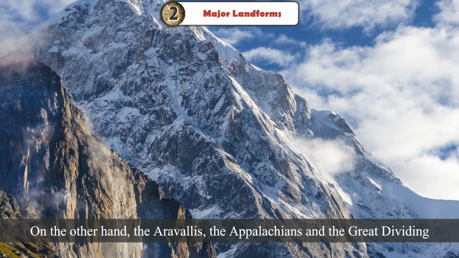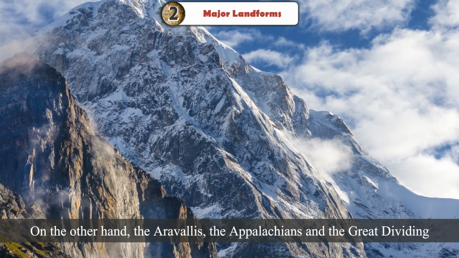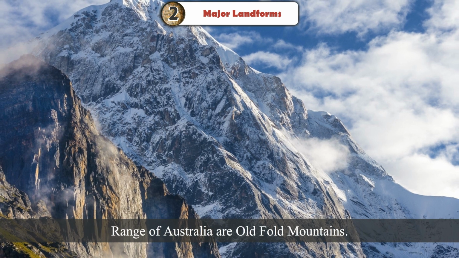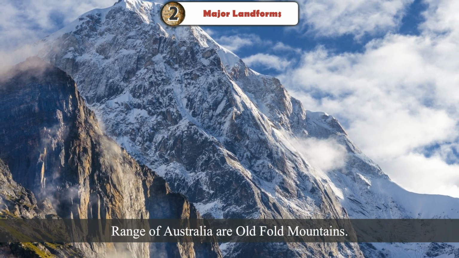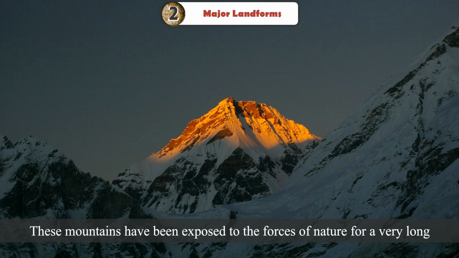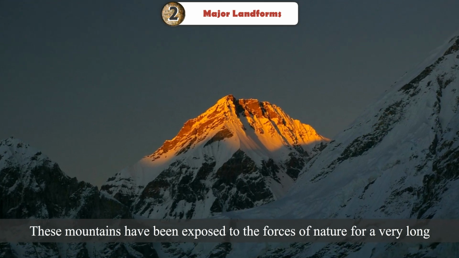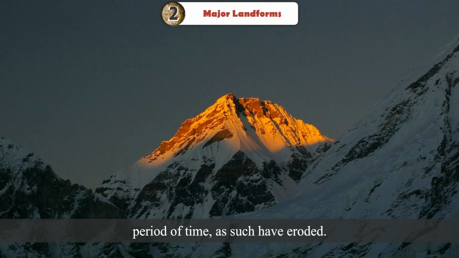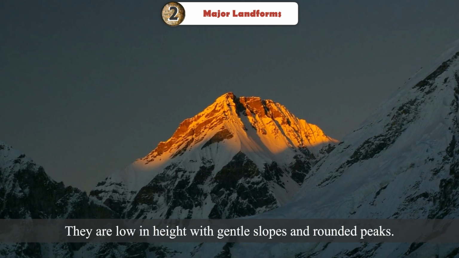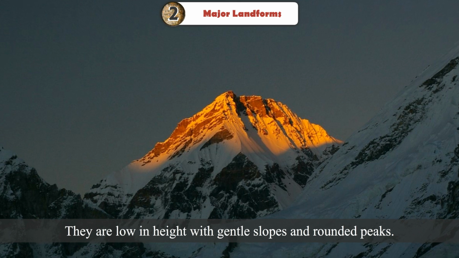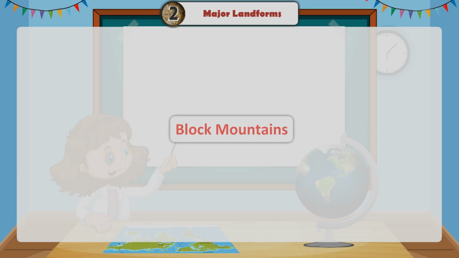On the other hand, the Aravalli ranges, the Appalachians and the Great Dividing Range of Australia are old fold mountains. These mountains have been exposed to the forces of nature for a very long period of time, as such have eroded. They are low in height, with gentle slopes and rounded peaks.